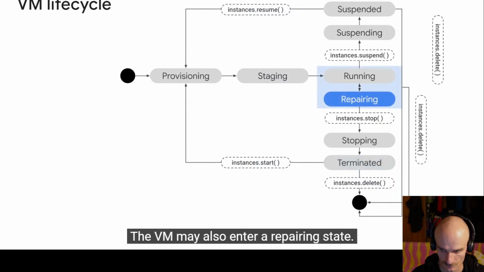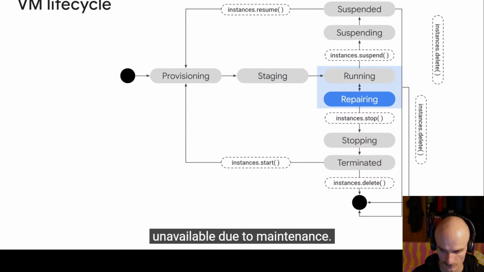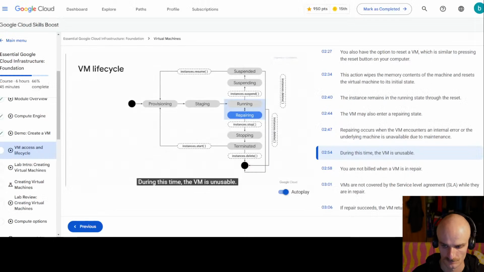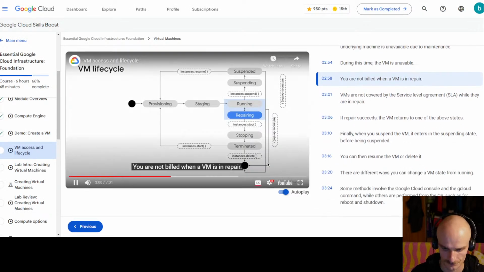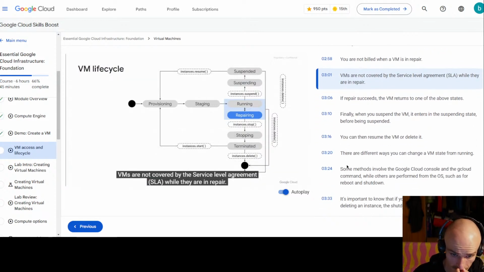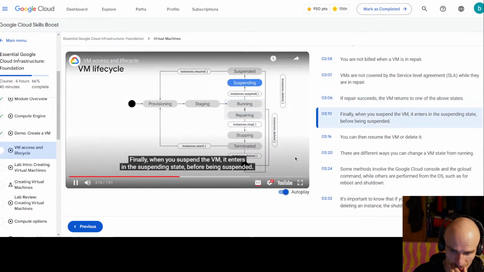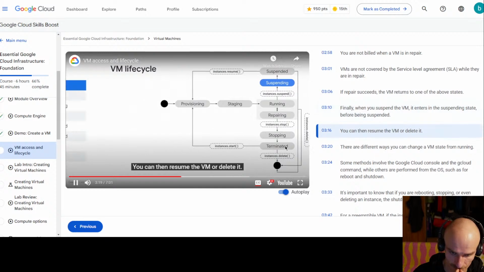The VM may also enter a repairing state. Repairing occurs when the VM encounters an internal error or the underlying machine is unavailable due to maintenance. During this time, the VM is unusable. You are not billed when a VM is in repair. VMs are not covered by the service level agreement while they are in repair. If repair succeeds, the VM returns to one of the above states. Finally, when you suspend the VM, it enters in the suspending state before being suspended. You can then resume the VM or delete it.